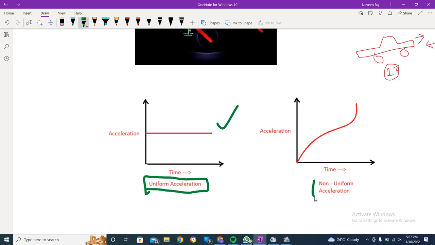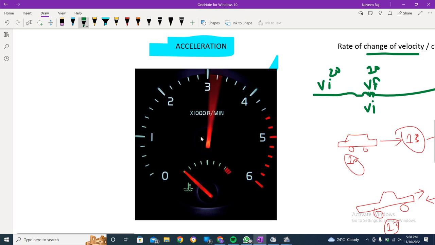Then we have non-uniform acceleration, where the velocity keeps increasing and decreasing. Suppose you go over a speed breaker, in this case that would be a curved path, and this sort of graph would appear. The unit here is different, but in our cars we have other units as well. You can check that out, like miles per hour and kilometer per hour, and you are traveling with that.